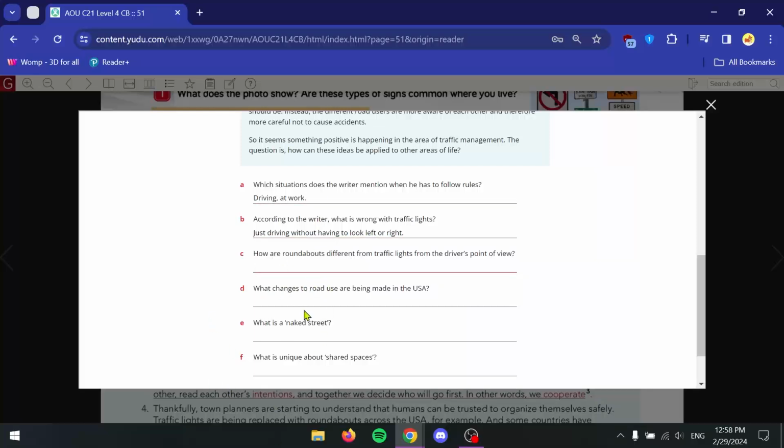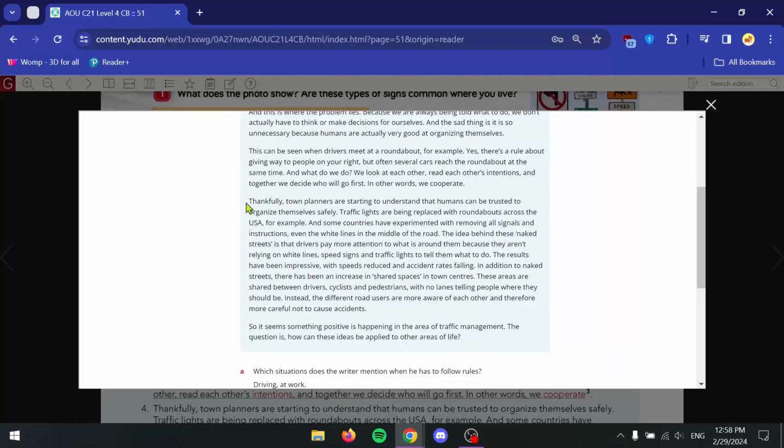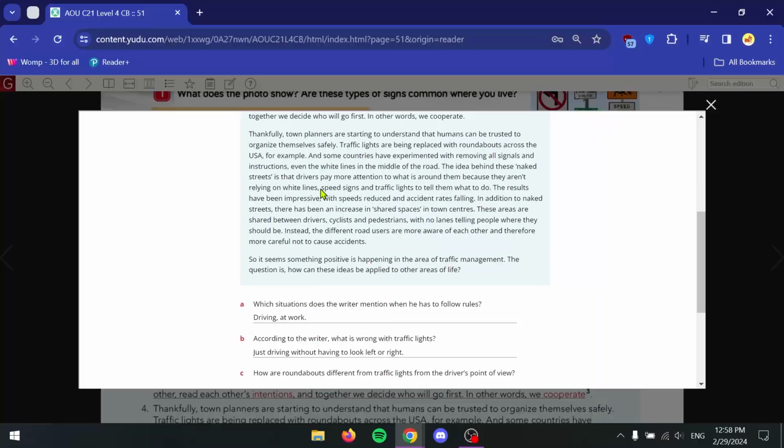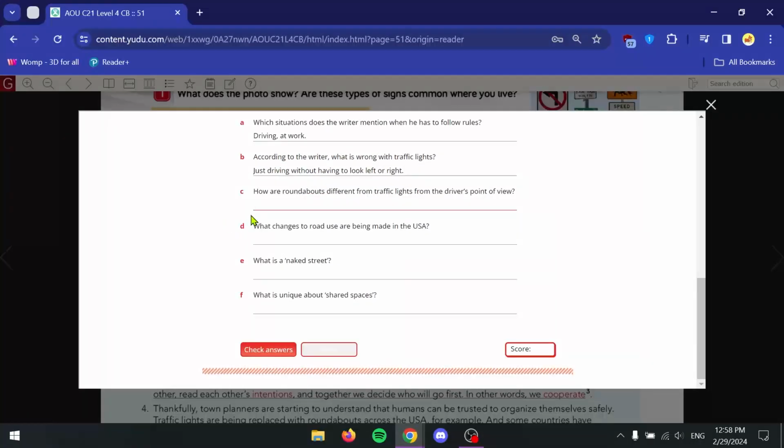How are roundabouts different from traffic lights from the driver's point of view? This can be seen when drivers meet at a roundabout. For example, yes, there's a rule about giving way, but often several cars reach the roundabout at the same time. And what do we do? We look at each other, read each other's intentions, and together we decide who will go first. In other words, we cooperate. So to put this in writing, we could say something like, roundabouts allow us to read each other's intentions. Make sense?